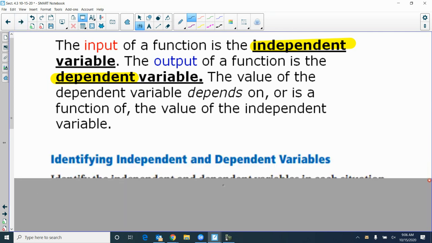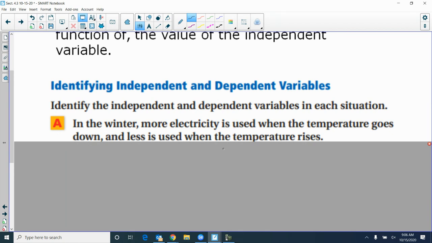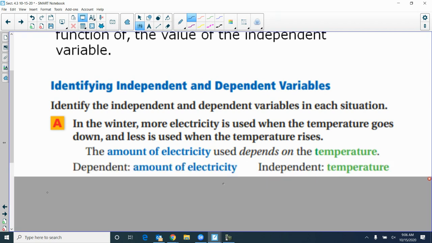Now, a couple of key things here. This isn't on your sheet, I don't think. Just pay attention to this to kind of give you an intro. In the winter, more electricity is used when the temperature goes down and less is used when the temperature rises. So what would be the independent and dependent variable? Which one depends upon the other one? The amount of electricity used depends upon the temperature. So which one's independent? Temperature is independent. Dependent is the amount of energy.